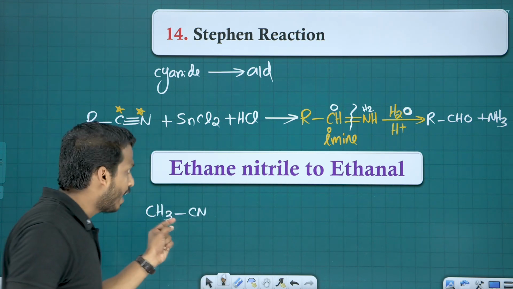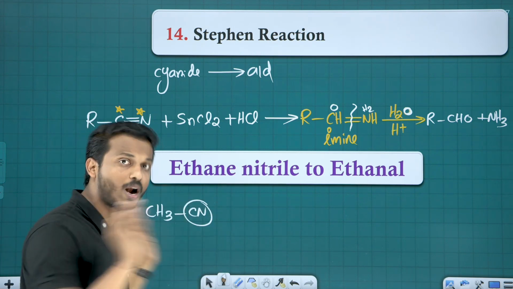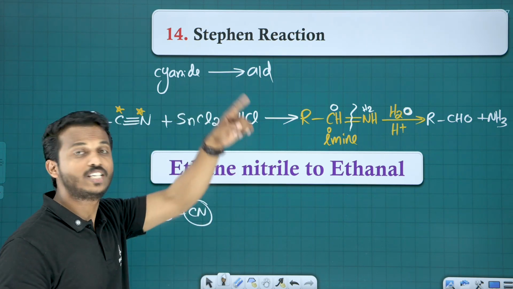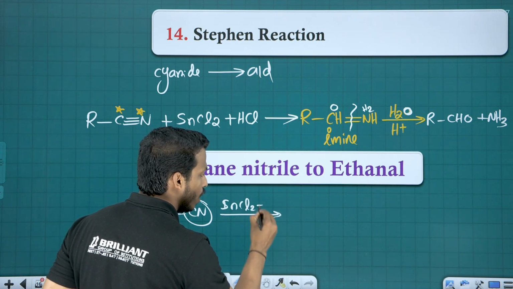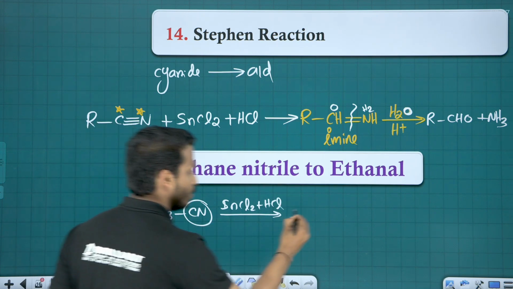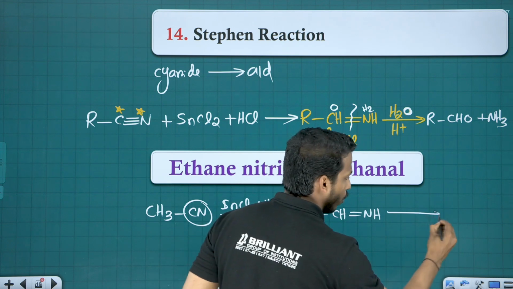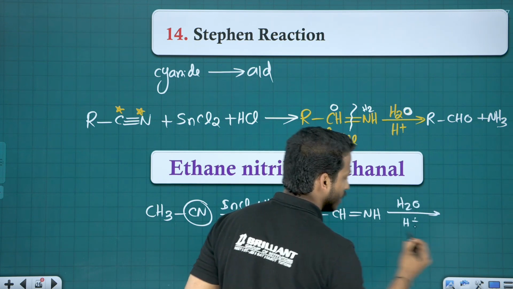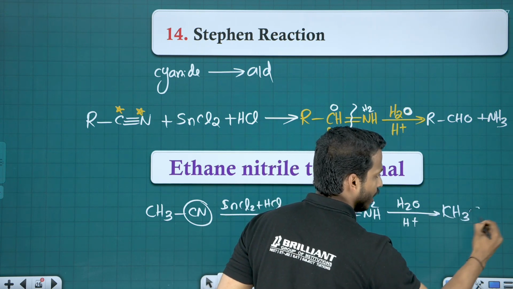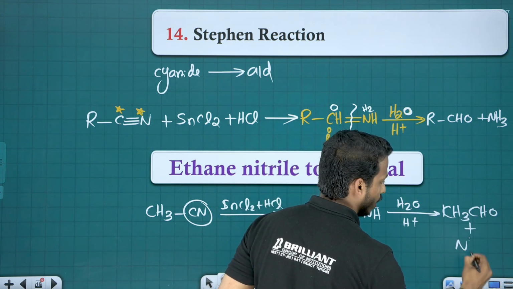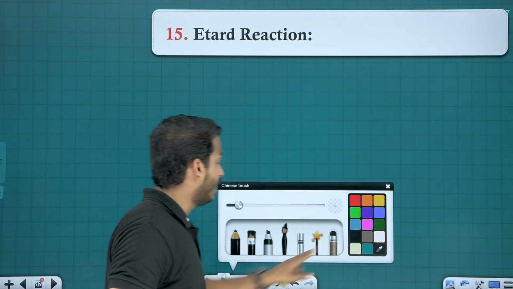Example: what is ethane nitrile? CH3CN. How can we convert it to ethanal? Basically we have to convert the cyanide into an aldehyde. Cyanide to aldehyde is what? Stephen reaction. Use the reagent SnCl2 along with HCl. It becomes CH3CH=NH, followed by acid hydrolysis, adding oxygen on the left side and hydrogen on the right side. It becomes CH3CHO as the main product and ammonia as a byproduct. Clear, everyone? After Stephen reaction, we go to Etard reaction.